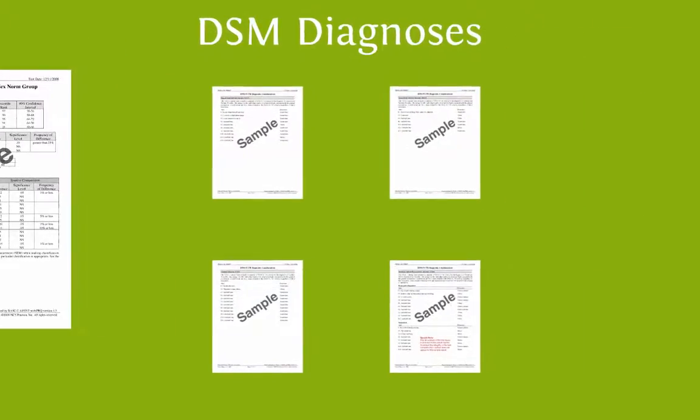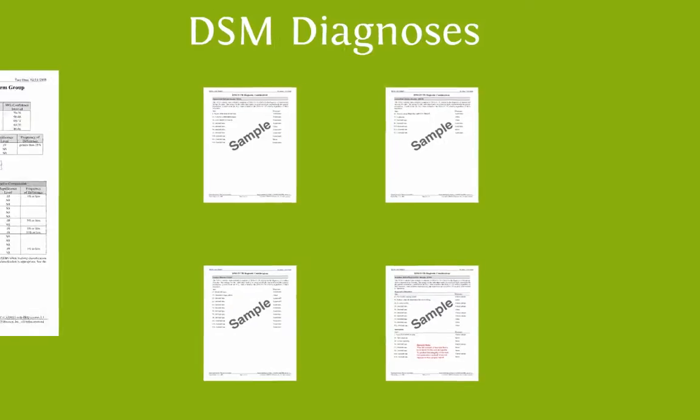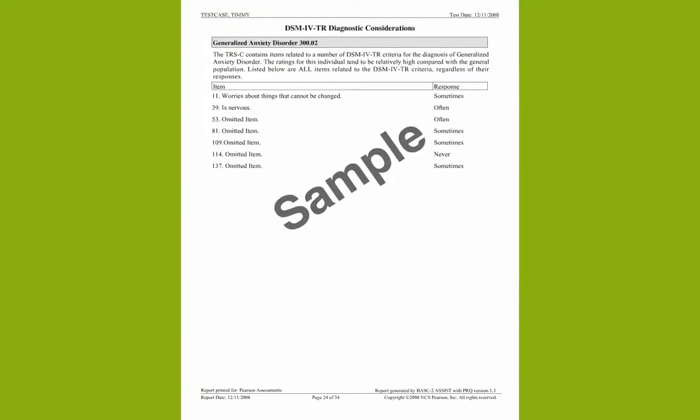Let's move on to the next piece here. So this test can also assist with DSM diagnoses. For example, these items here, they've pulled out the items, and you can see we've got item 11, 39, 53, 81, 109, 114, and 137, and together those items fit within that category of generalized anxiety disorder in the DSM, or relate to that diagnosis within the DSM. They've omitted a lot of these items just because this is a sample and they don't want to show us what all the items on their test are, so that we don't steal them and go create our own test.